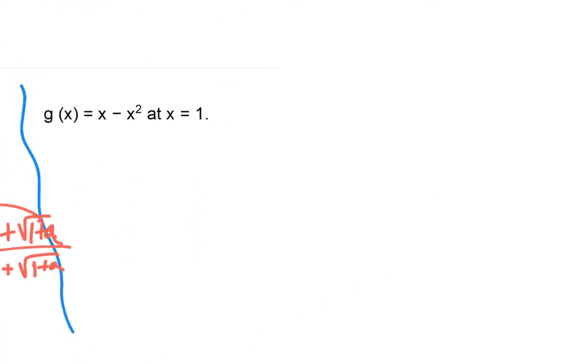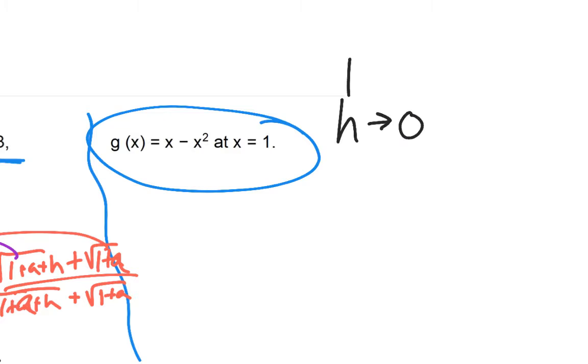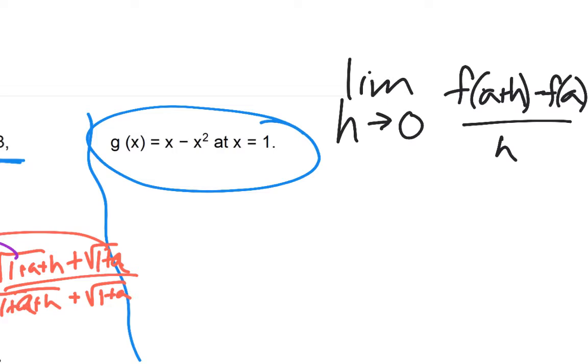All right, it's your turn. You try this one. And it's when x is equal to 1 or when a is equal to 1, if you want to look at it that way. Remember, the function's the limit as h goes to 0 of f of a plus h minus f of a all over h. So find that, and you're going to make a equal to the 1 at the end.